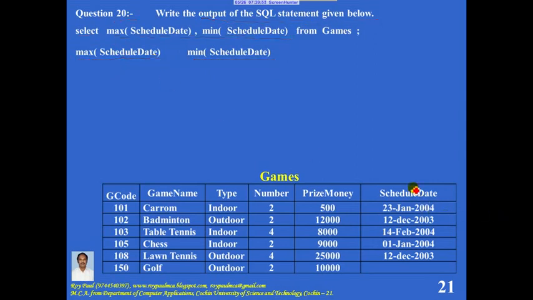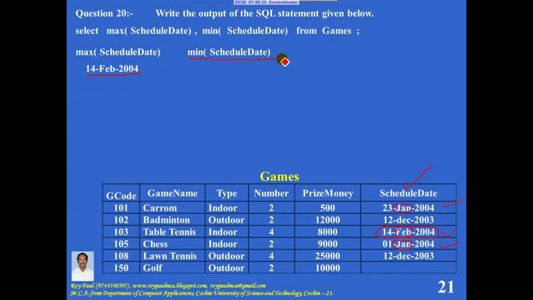Now maximum schedule date, the maximum value present in this column. So first you need to check the year. 2004 is the maximum value and the 3 data items are there with the 2004. So you should check the month. Now month in 2004, it is January and February. So January is 1, February is 2. So this is the maximum value present in this column. So here you can write the maximum value as 14th February 2004.